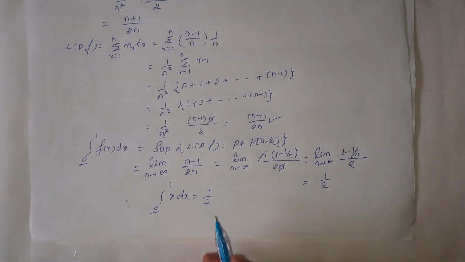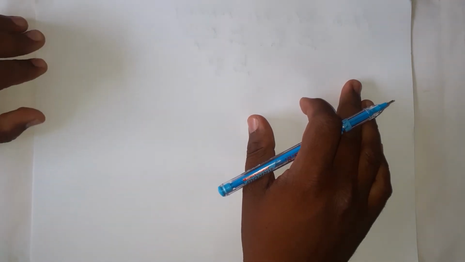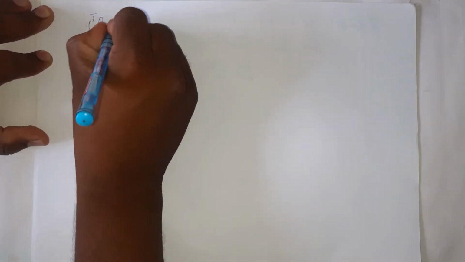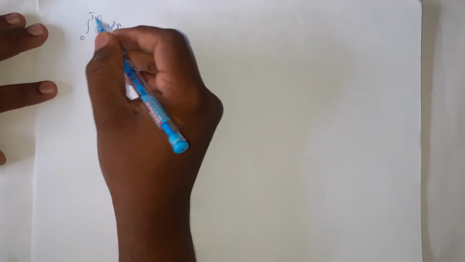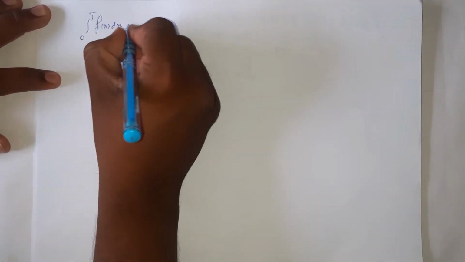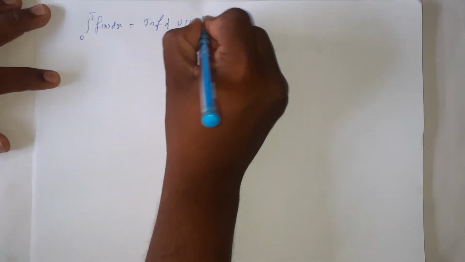So this is the lower Riemann integral for the given function f of x, which is x, from 0 to 1, and it is equal to 1 by 2. Next we need to find the upper Riemann integral. The upper Riemann integral is given by the upper integral from 0 to 1 of f of x dx, where 1 is the upper limit in the interval of integration, and it is given by the infimum of U(P,f).